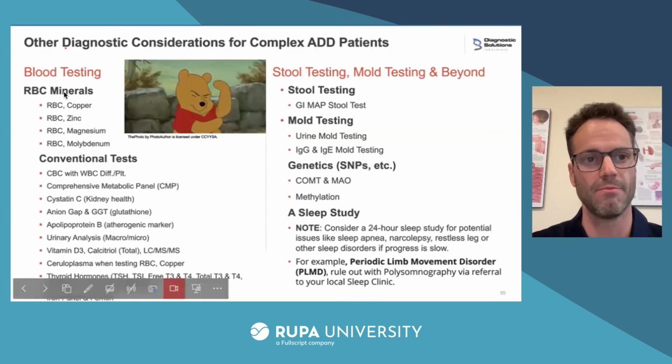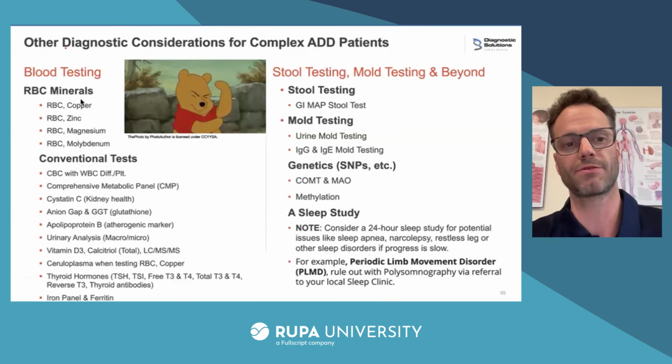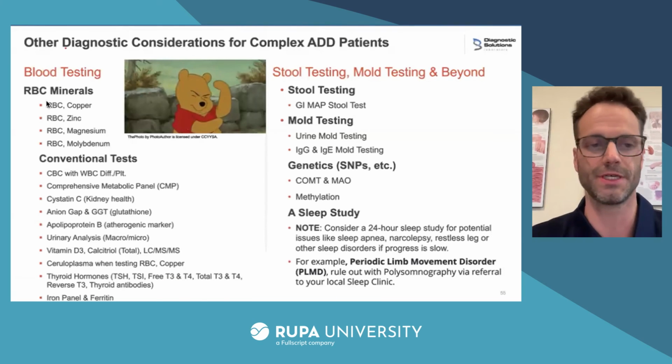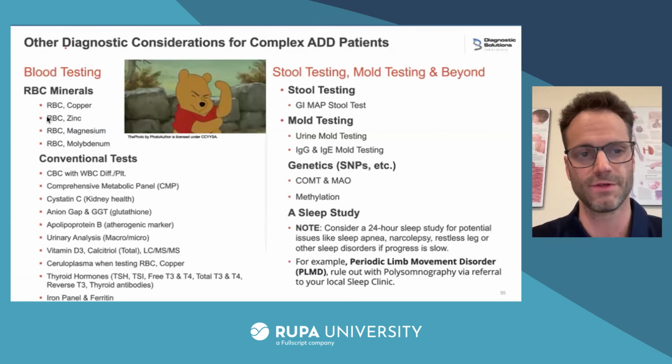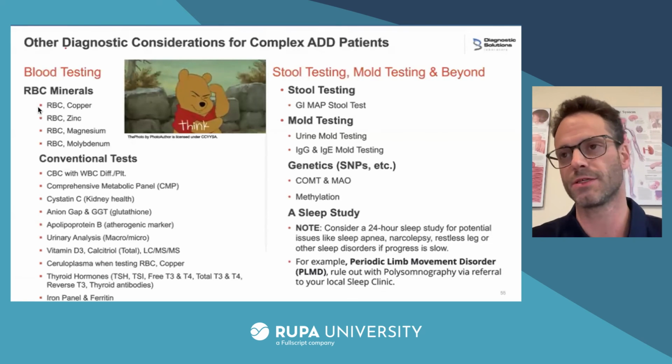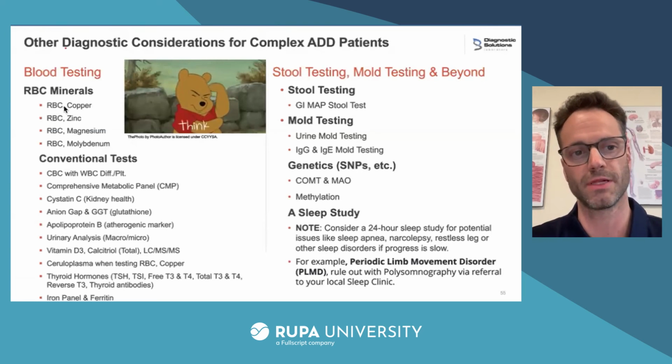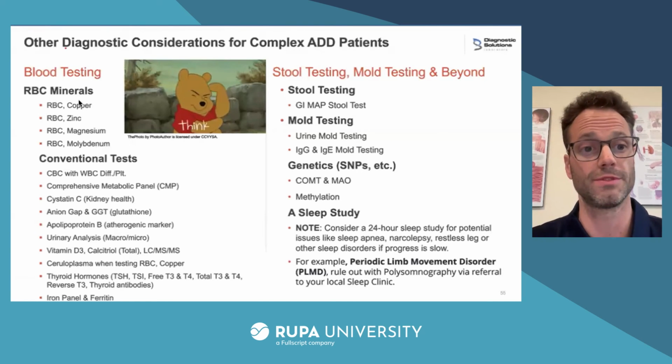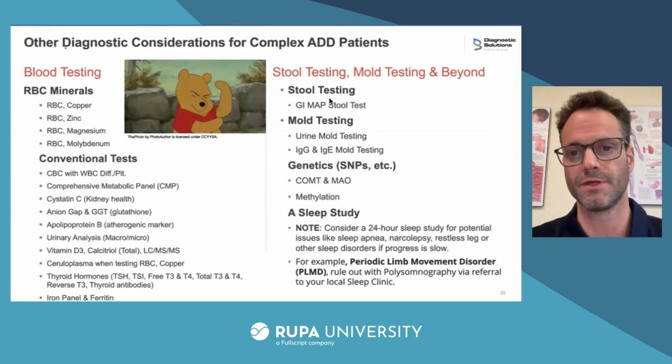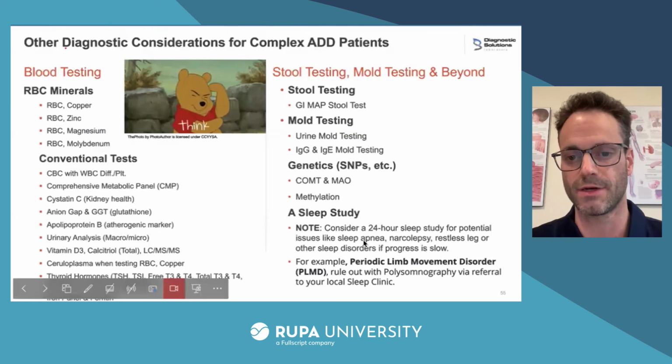And when you're looking at minerals, this copper zinc ratio is crucial. So you could do the organic acid test. And if you were concerned about overdosing someone on copper or zinc long-term, then maybe 2 months later, you check a red blood cell mineral panel, or you just do copper and zinc. You can do those through other labs too, LabCorp, Quest, Access Medical Labs. And then stool testing, GI map tests, urine mold testing. I've done a lot of these. And then there's IgG and IgE mold testing, et cetera.